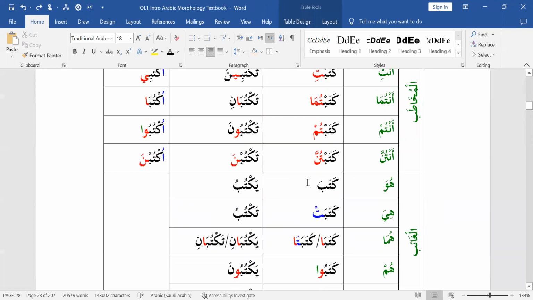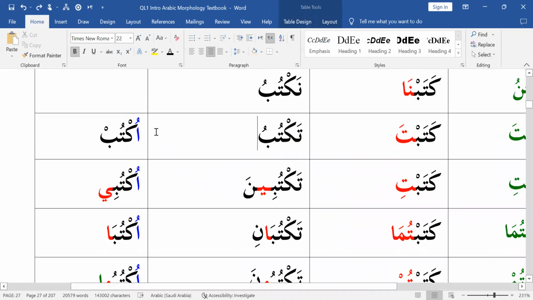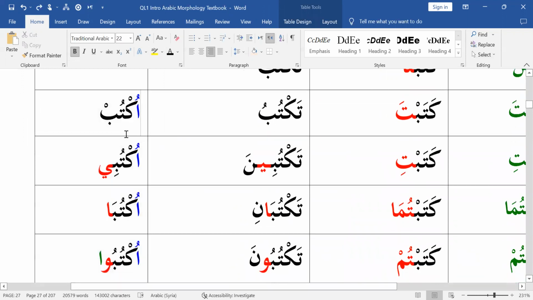And in this table, you notice how all of these commands, awamir, begin with u, u, u. That's because there's a dhamma in the middle root letter of the mudare. If the mudare has a dhamma on its middle root letter, then the fi'l amr will begin with a dhamma.